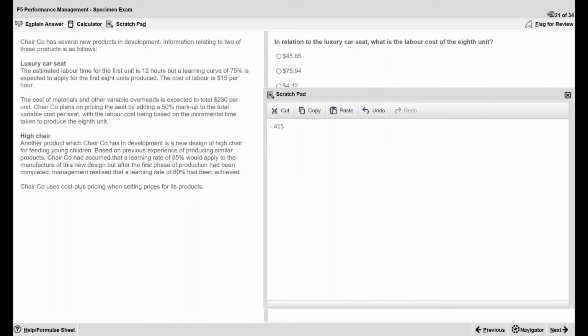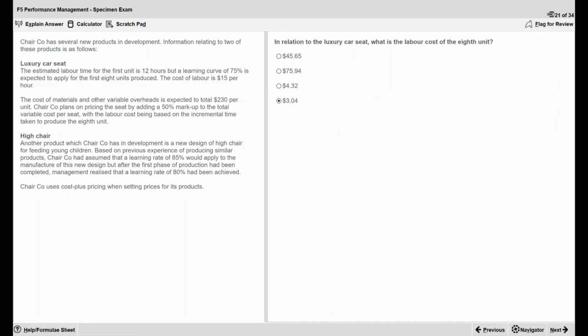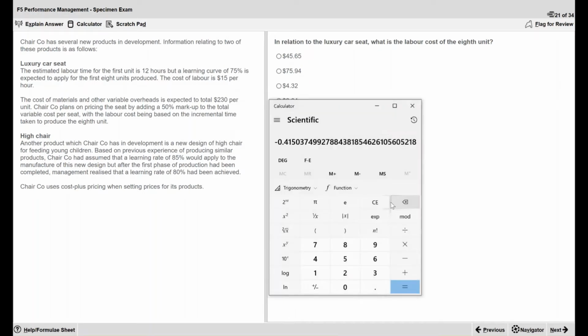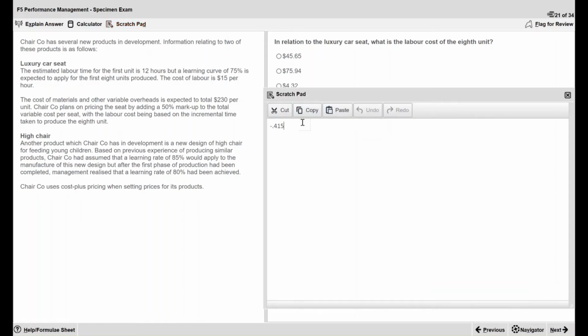Now we can put it in our formula, which is 12 multiplied by 8 power minus 0.415, which becomes 5.62. Remember, this is average time. When we multiply this by 8, it will give us total time. Okay, total time is 40.50 hours. I'm going to write it here.